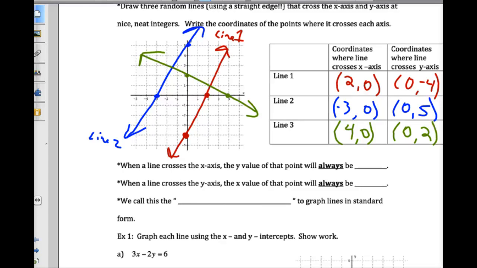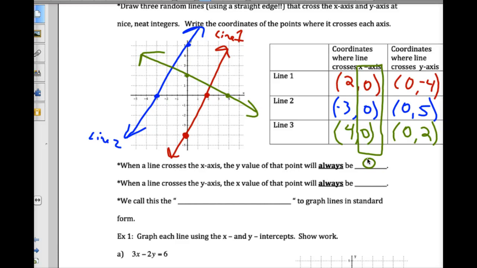Anybody notice a really important pattern? What are the coordinates every single time when the line crosses the x-axis? Notice, guys, when a line crosses the x-axis, run your pencil along the x-axis maybe. The y value of that point will always be what number? 0. That happens every single time.